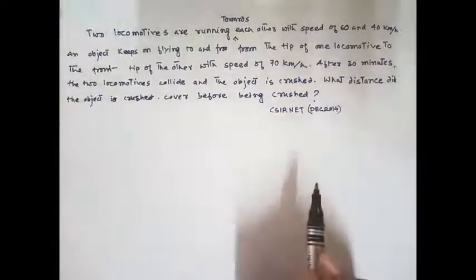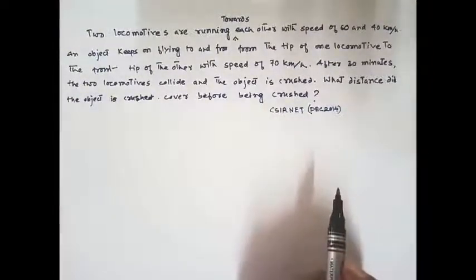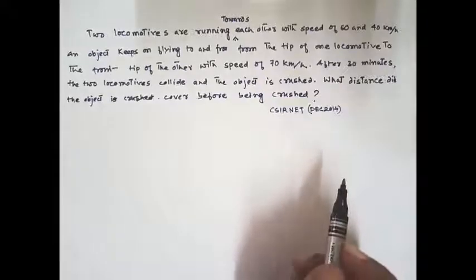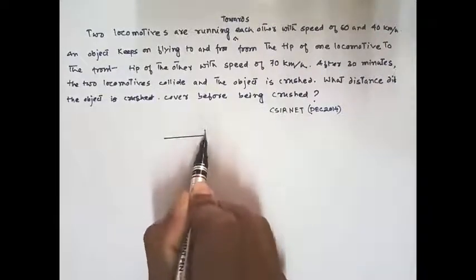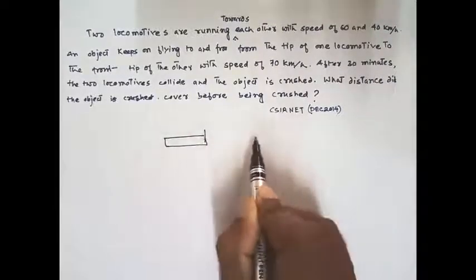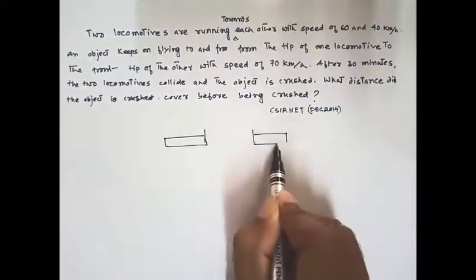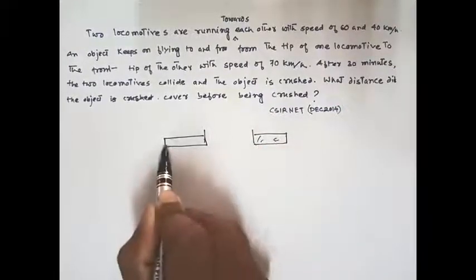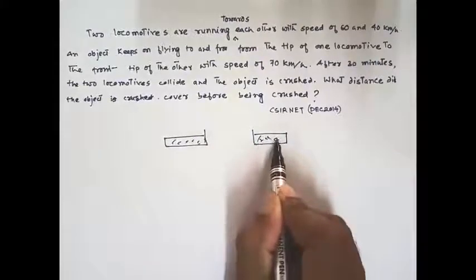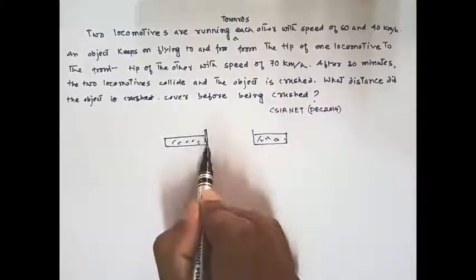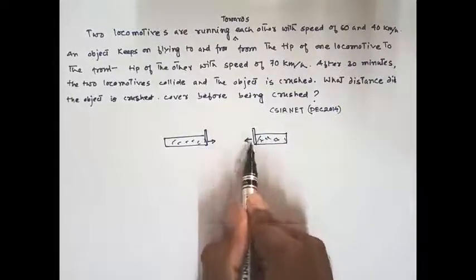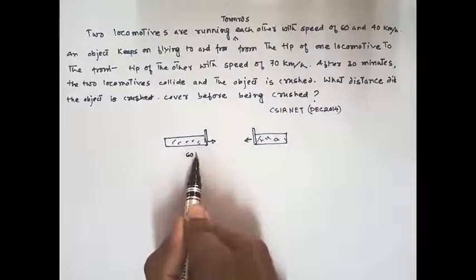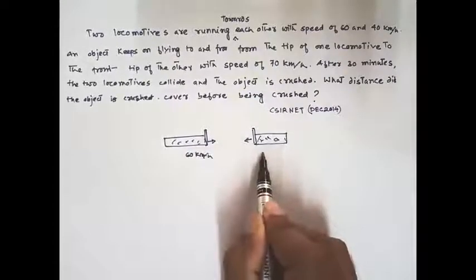So this is another question. This question is from the distance or kinematics chapter. In this question, it is given that there are 2 locomotives running towards each other. Locomotives means the engines of trains. Both are running towards each other at a speed of 60 km per hour and 40 km per hour.